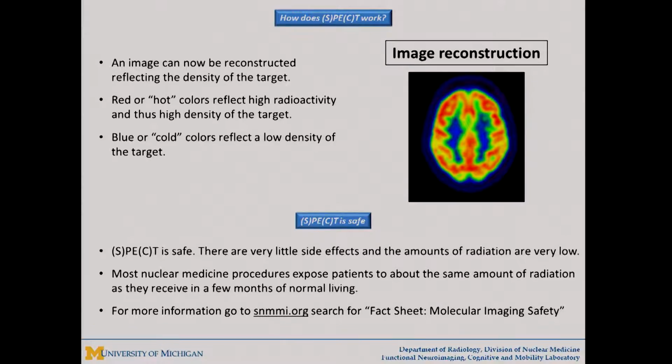Even a regular CT scan that you might get at the hospital probably has more radiation than we have here. So I don't want to scare you off by talking about radiation. Everybody thinks that we're talking about a nuclear reactor. It's very low amounts. And I think this is in your handout as well. There's an organization called the SNMMI, and they have a lot of background information on that as well.